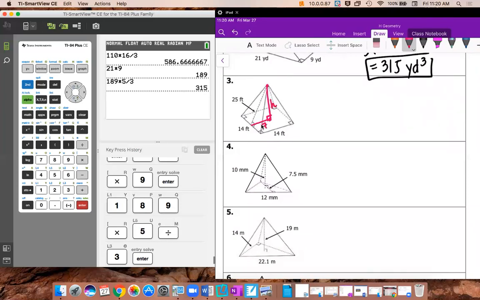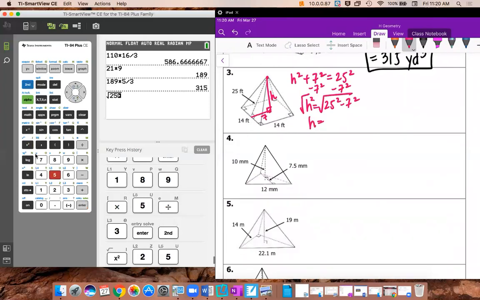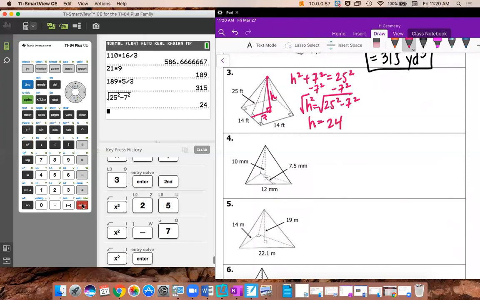So now I can just do the Pythagorean theorem. So you have height squared plus 7 squared equals our slant height, which is 25 squared. So I'm going to start by subtracting 7 squared. So height squared equals 25 squared minus 7 squared, and then you just do the square root of all that. So I'm going to plug that in. Square root of 25 squared minus 7 squared. Sorry, there's all kinds of noises going on over here. And then height is 24.